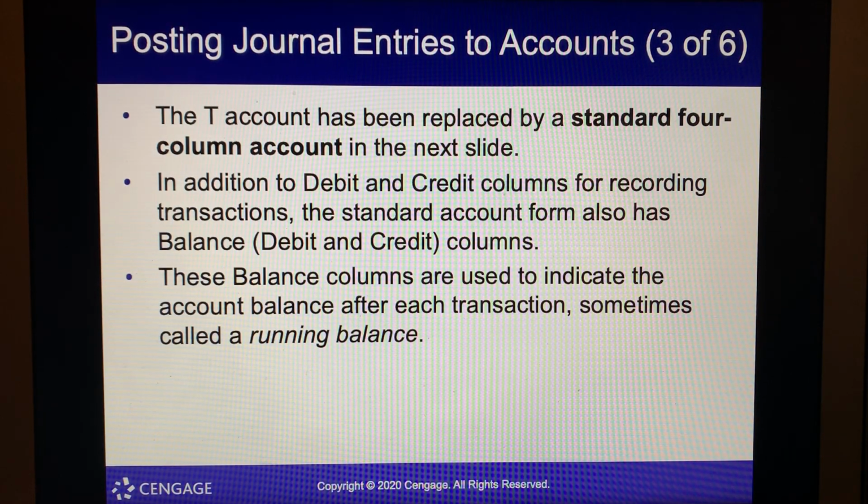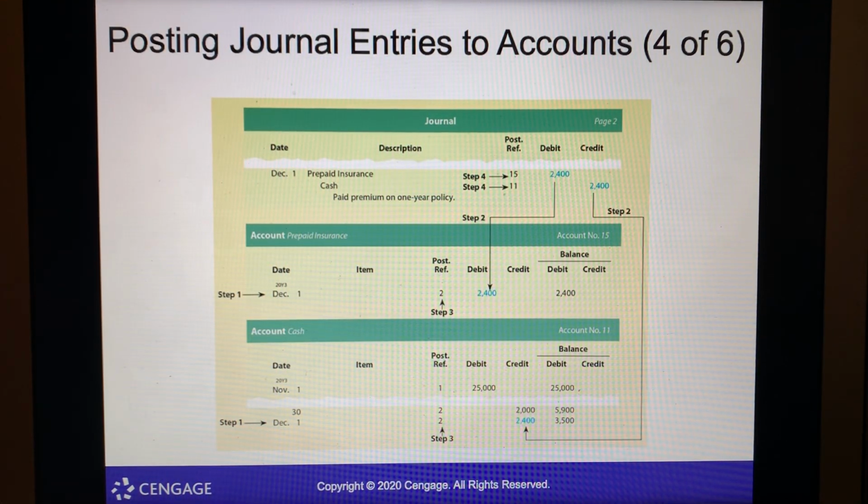The T account has been replaced by a standard four-column account in the next slide, in addition to debit and credit columns for recording transactions. The standard account form also has balance, debit, and credit columns. These balance columns are used to indicate the account balance after each transaction, sometimes called a running balance. So this is posting journal entries to accounts.